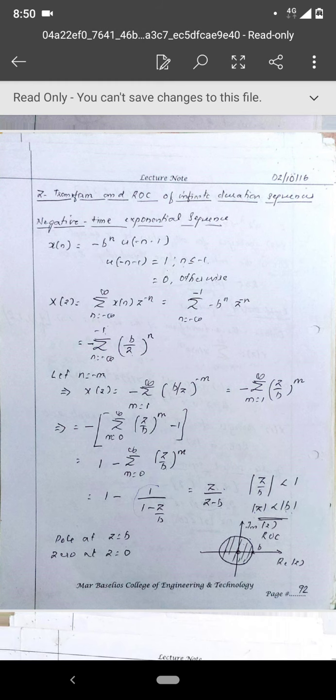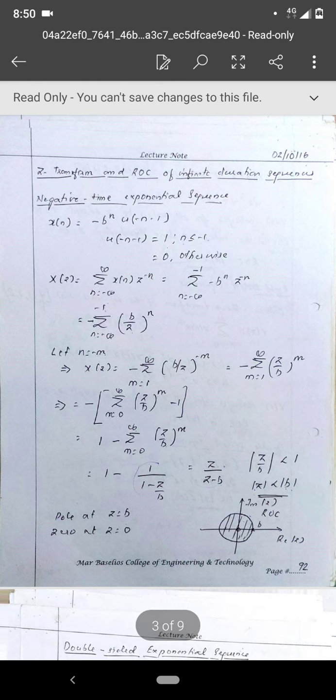So by definition, you have X of z is equal to summation from n is equal to minus infinity to infinity of x of n, z raised to minus n. Now, as my sequence is a strictly anti-causal signal, originating from minus 1 and extending to minus infinity, your summation will be from minus infinity to minus 1, substituting minus b raised to n, and you have z raised to minus n. This is a very important problem. Typical problems will be asked based on this in your university examination.